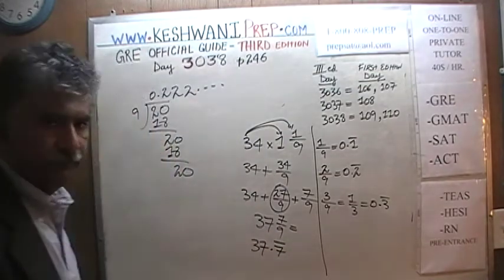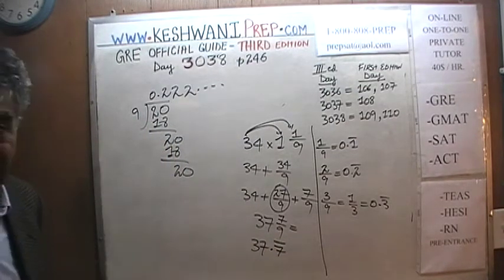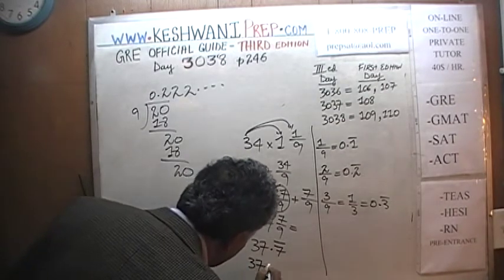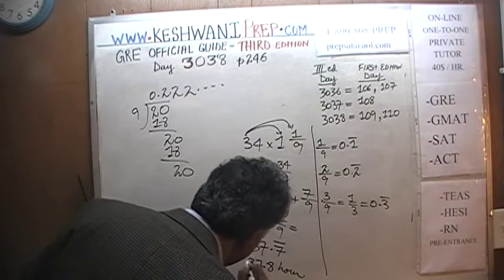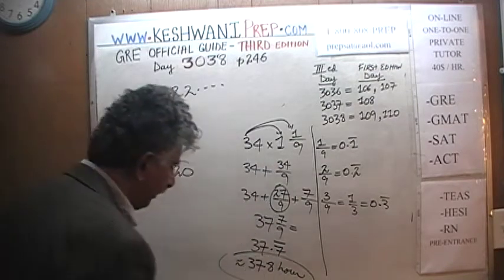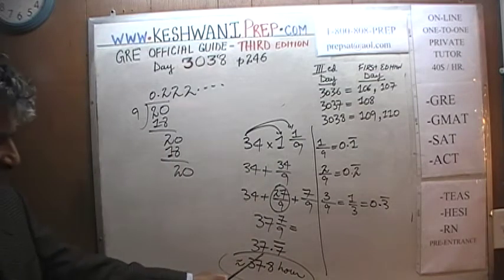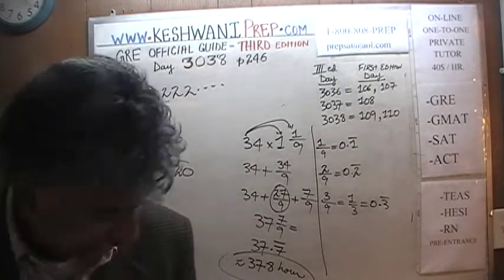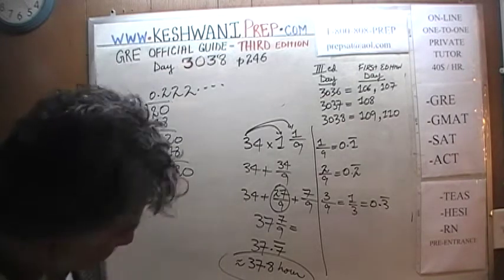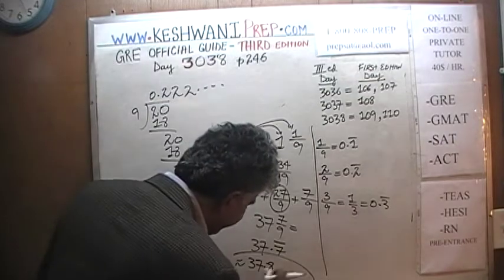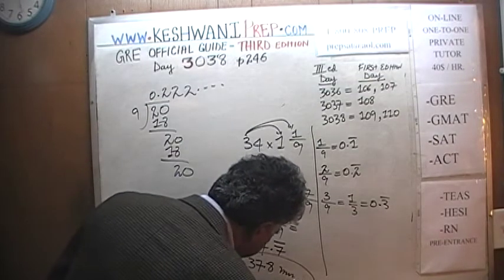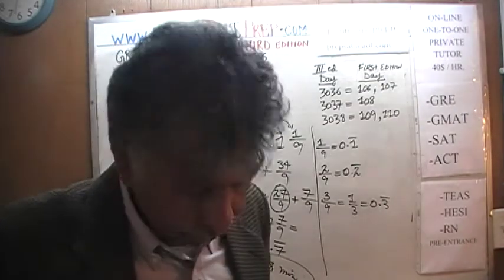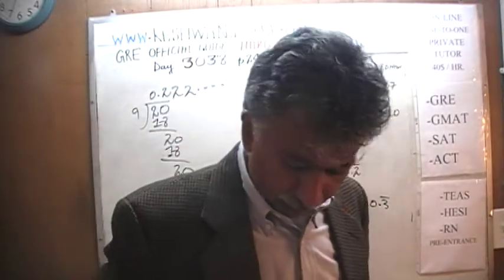0.7 repeating. And since it's more than 5, we can round it up, if you like, to 37.8 hours. Approximately. We can no longer make a claim that it's exactly, because the exact amount is this, 37 and 0.7 repeating. 37.8 minutes. That's it. That was the end of that problem. Do you understand? Let's go to the next one.